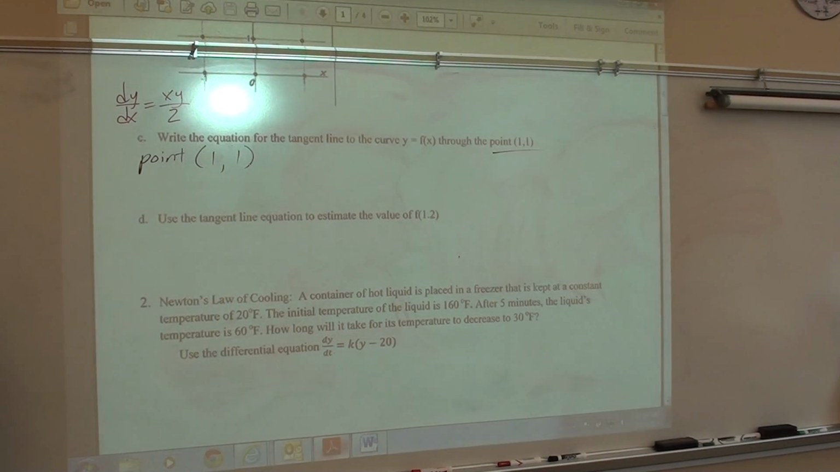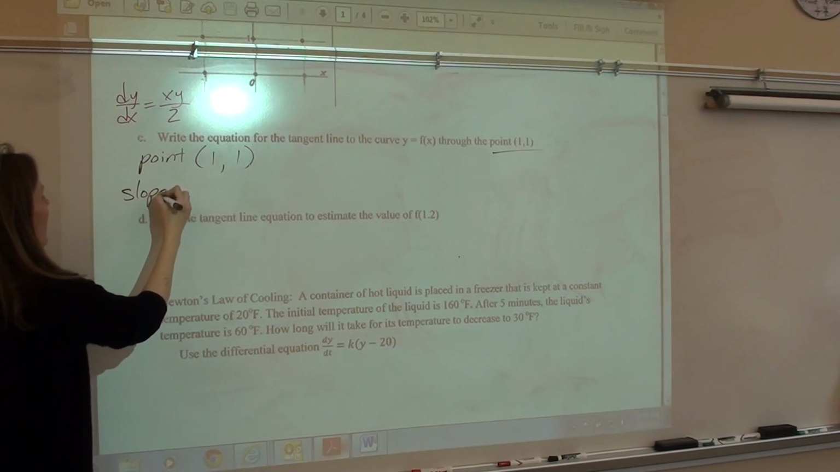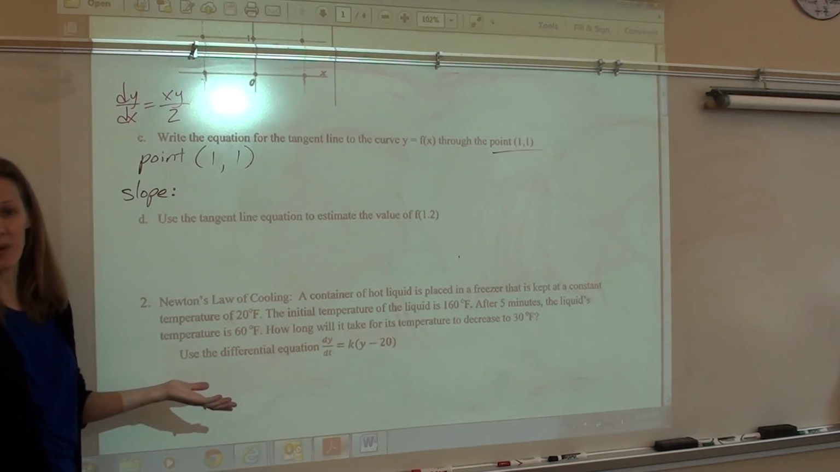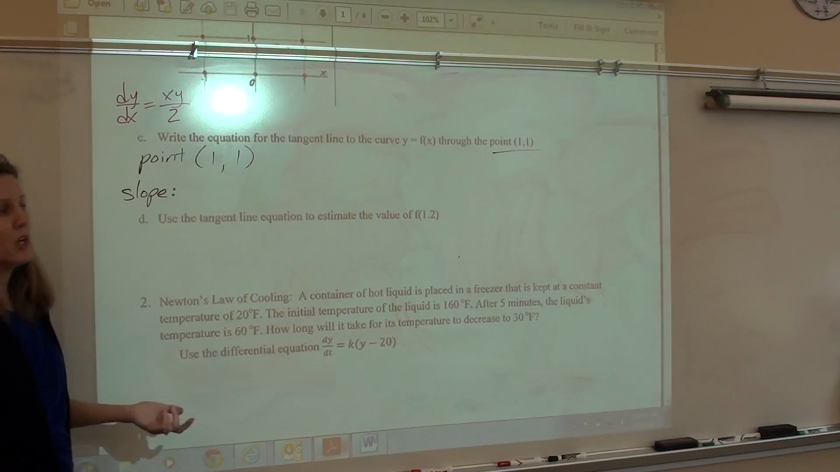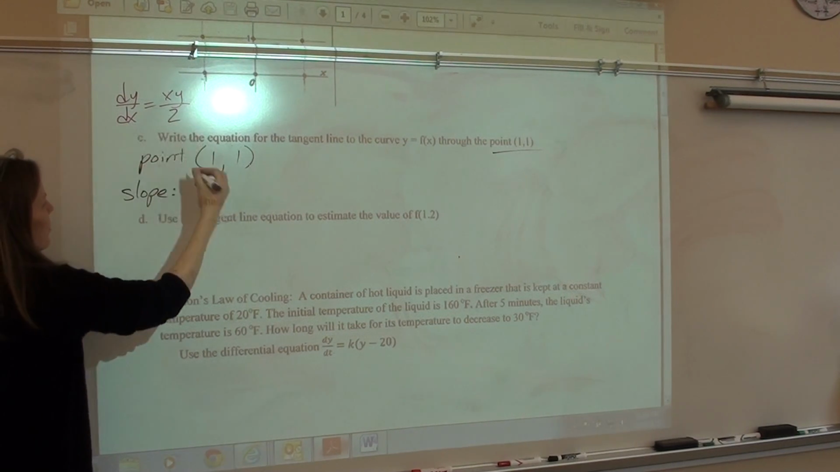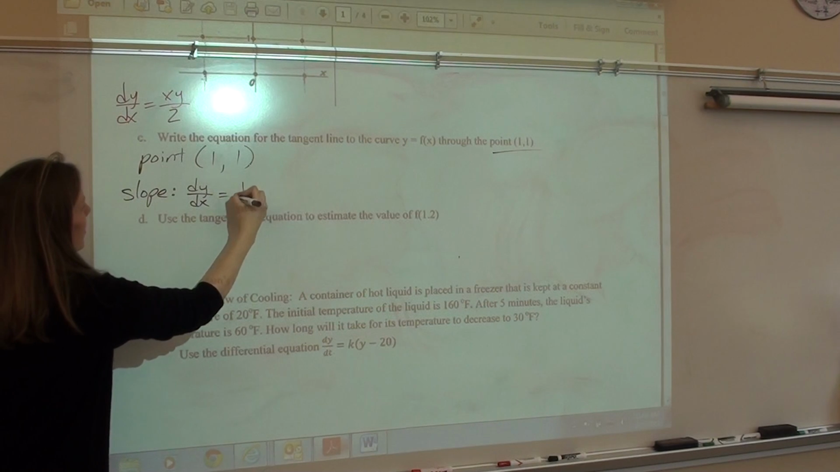Now we need a slope. What do we use? Oh, dy/dx means slope, right? That's the derivative, that's the slope. So you just plug your point into your dy/dx formula. So that'd be 1/2. I assume so.